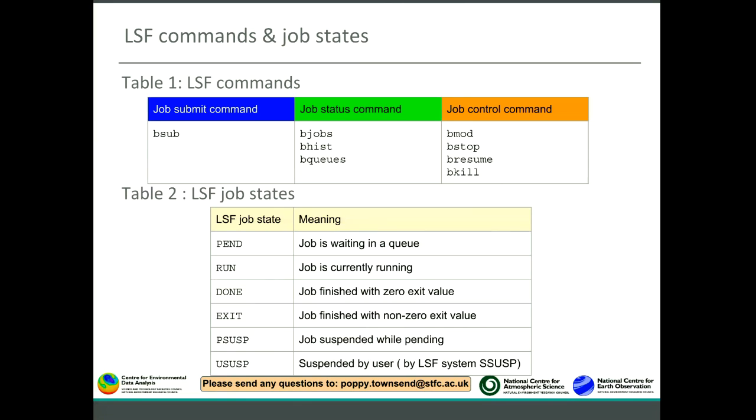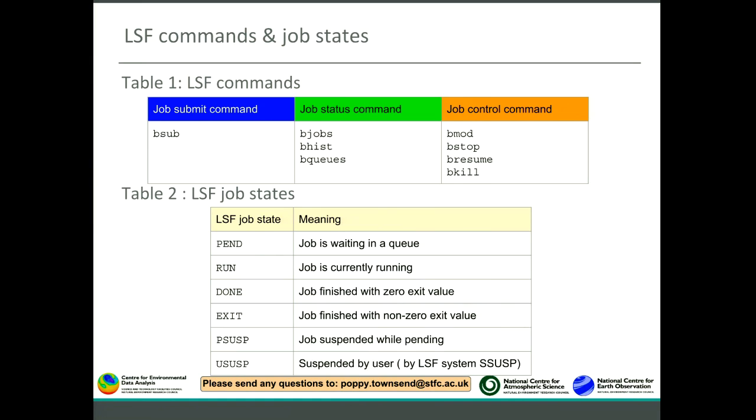Some LSF commands are useful here, in the table. I classified them as submission, status, and control commands. The submission command is bsub. That's where you start communicating with the batch system. Once you submit your job, you can use the status commands, which are bjobs, bhist, and bqueues. Then you can manipulate your job once it's in the LSF batch system using bmod, bstop, bresume, or bkill. I'll cover some of them. All these commands, with their options, are available on the manual page. If you type man bsub on the sign machine, it will give you all the syntax, options, and description.